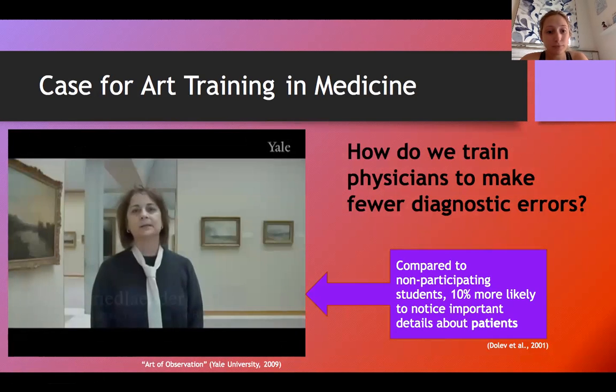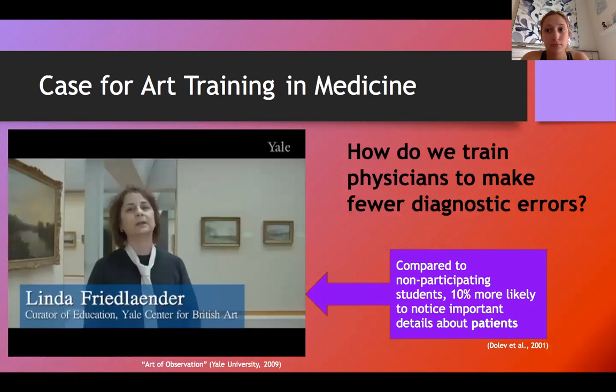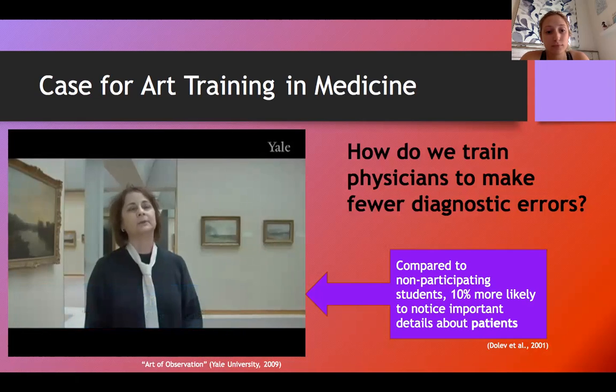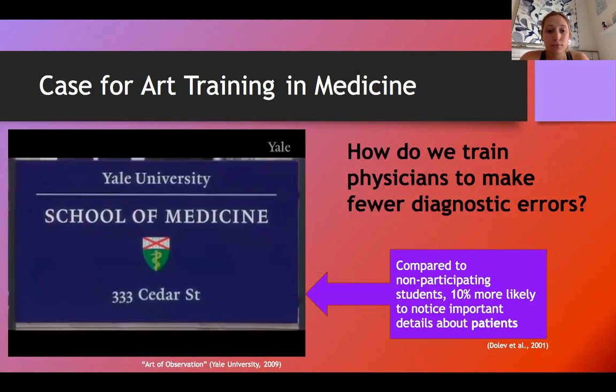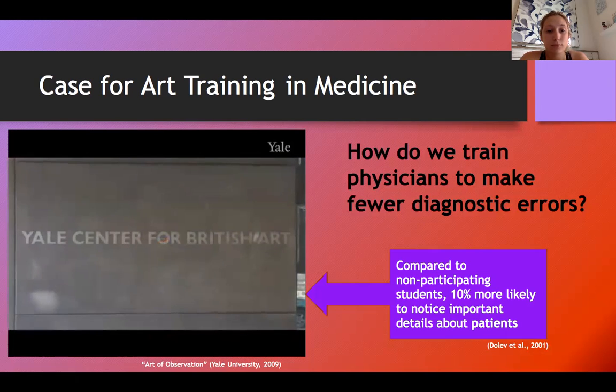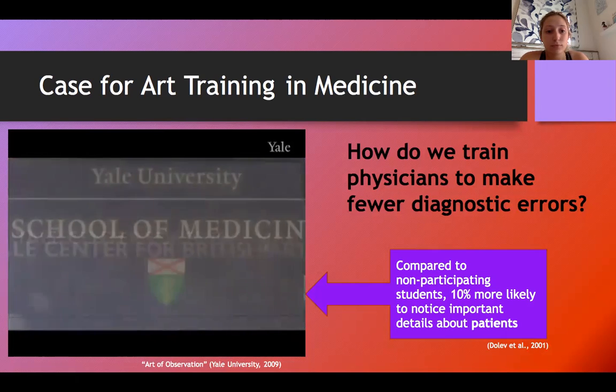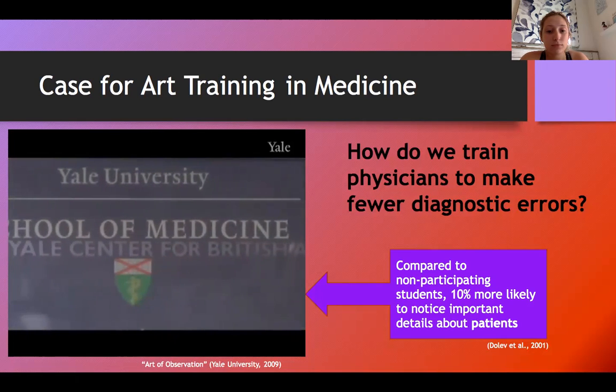This program, Enhancing Observational Skills, was started at Yale University approximately 10 years ago, and it is a very unique collaboration between two Yale institutions. One is the Yale School of Medicine, and the other is the Yale Center for British Art. It has been imitated now by at least 20 medical schools across the country.